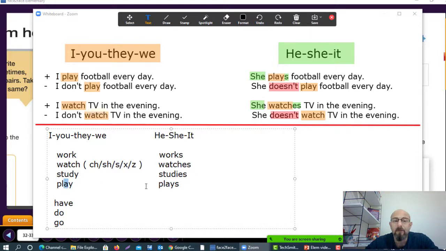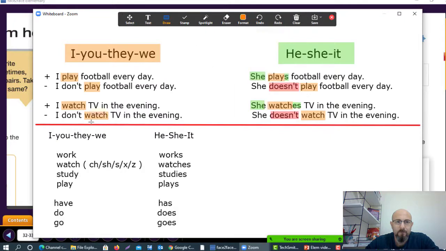Okay? And here, have, these are irregular. So have, has, different. Do, does. Go, goes. These are irregular, no grammar, just change. Okay, you just change them.